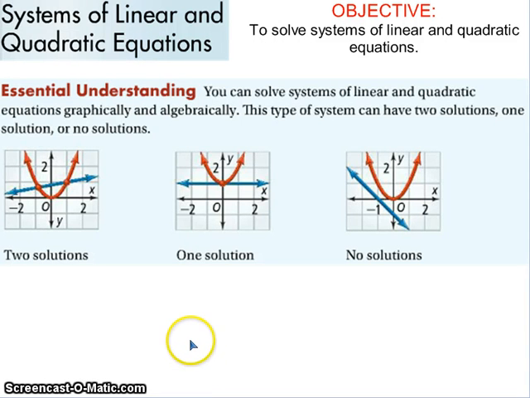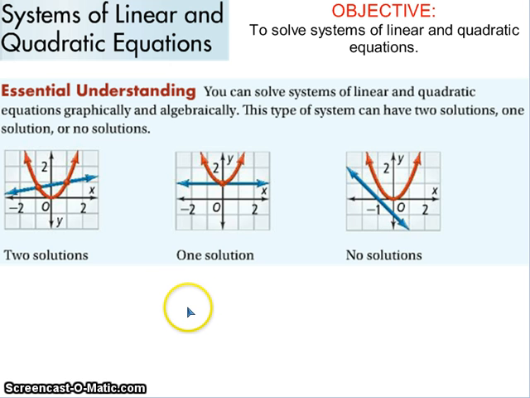Okay, section 8. I believe this is the last section, but I could be wrong. I don't remember. Okay, systems of linear equations and quadratics. Look, systems. Now we're talking about more than one at the same time. We've already done this with linears. Now we're comparing linears and quadratics.